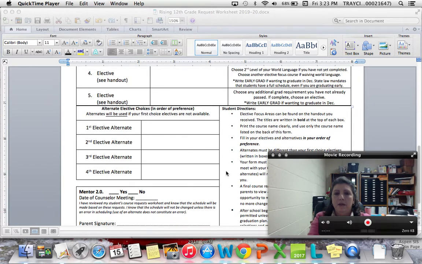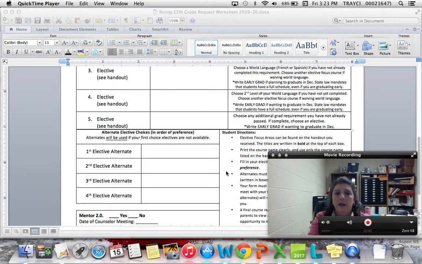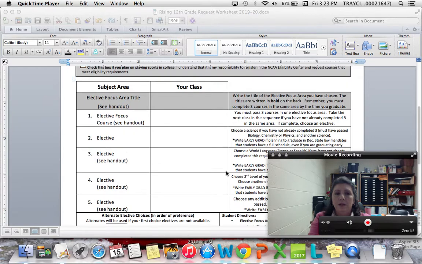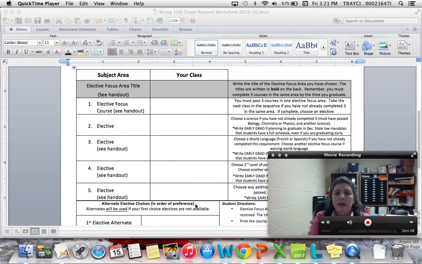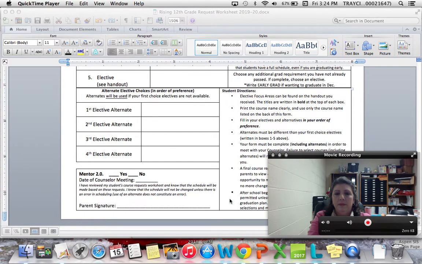So again, the directions are, you basically take your elective focus handout that you were given and you write in your elective choices by the way that you want them, taking note that if you need to choose a foreign language or a course that you haven't passed yet or a course in your elective focus area, those need to be listed first. And then you have a place for alternates. Okay, so pretty simple to do.